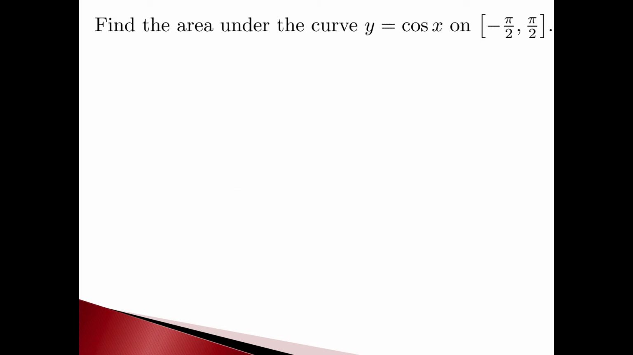Let's do another example. Let's find the area under the curve y equals cosine of x on the interval between -pi/2 and pi/2. First off, remember, in order for the definite integral to tell us this kind of an area, the function had to be sitting above the x-axis, and it is. Remember that the graph of cosine is positive all the way between -pi/2 and pi/2.